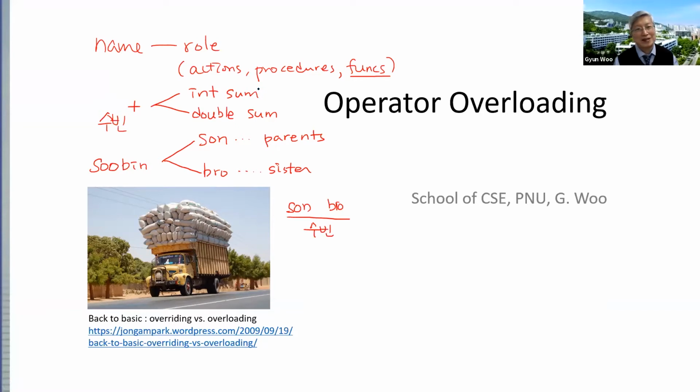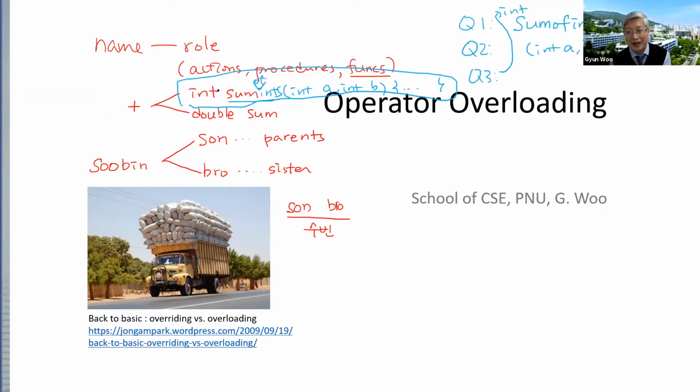Maybe sumint. Sumint is a name, and it may take two integer parameters, a and b, returning the summation. How about the second? Summing up two numbers in double. It should sum two double numbers, double x, double y, okay? And what does it return?